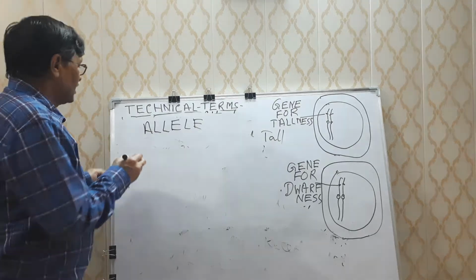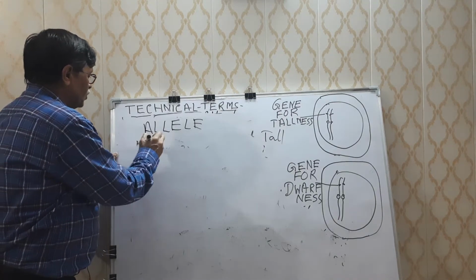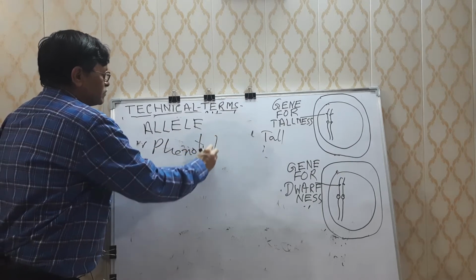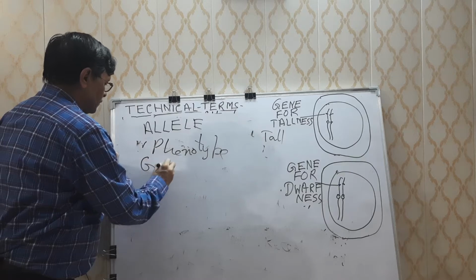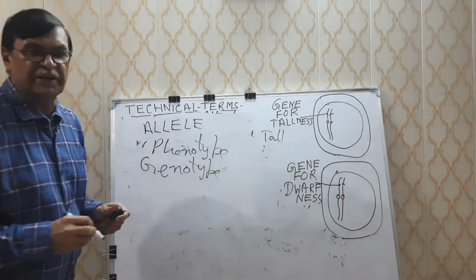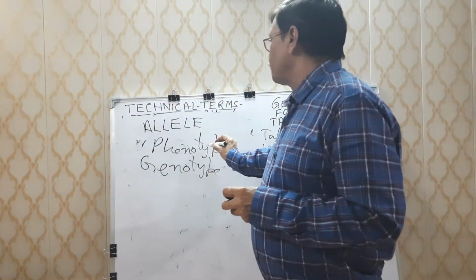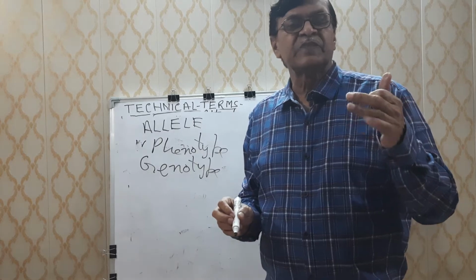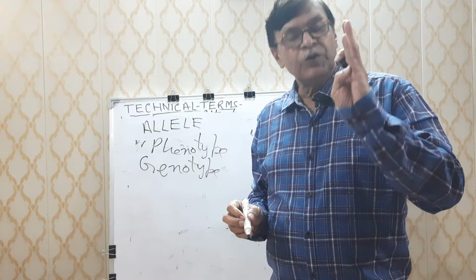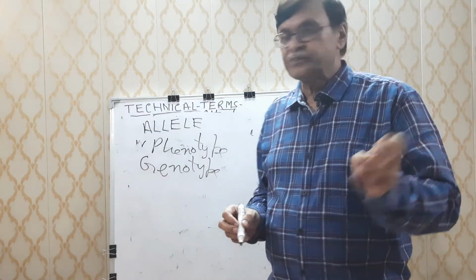Now there is one more pair of words, phenotype and genotype. Mendel had used two words. Phenotype is for the external appearance of an organism. Phenotype is the external appearance of an organism.